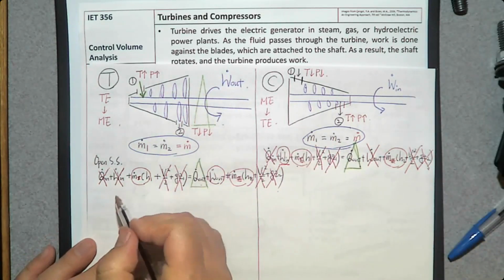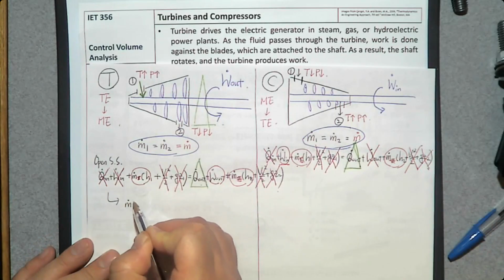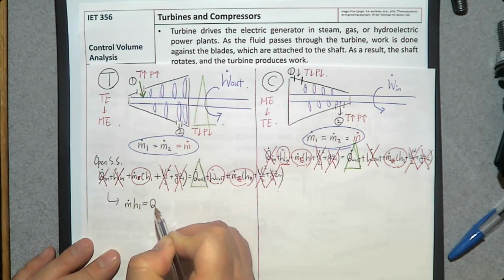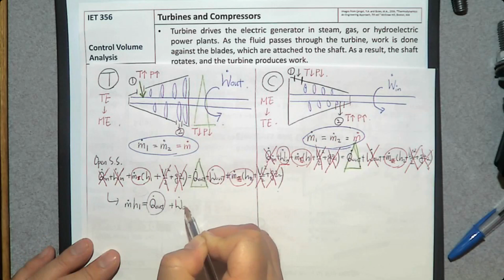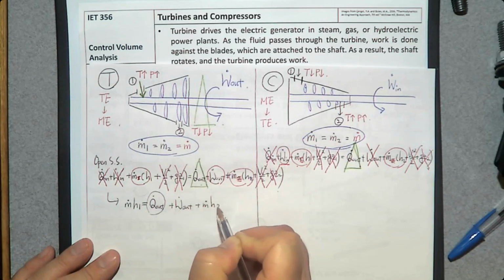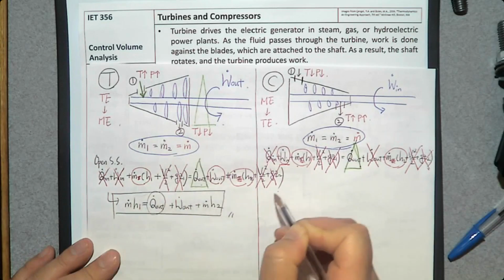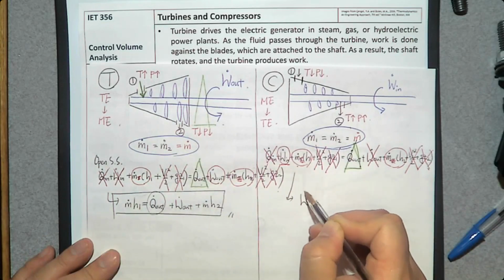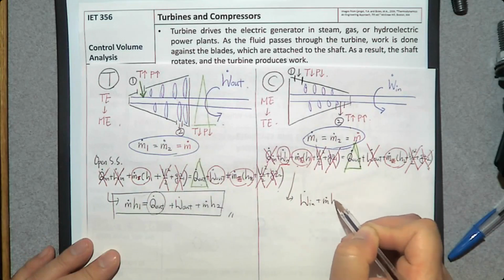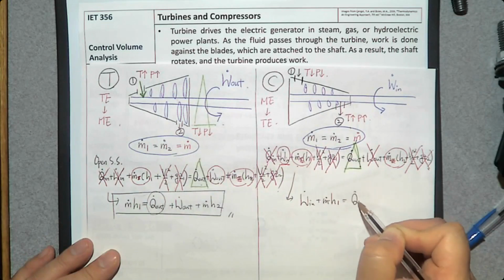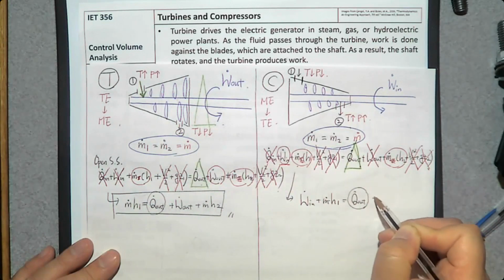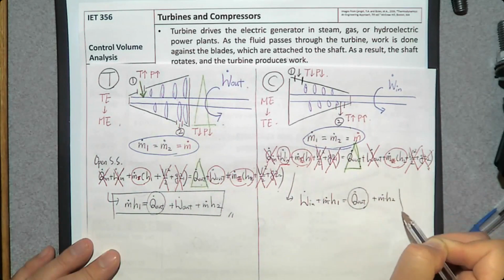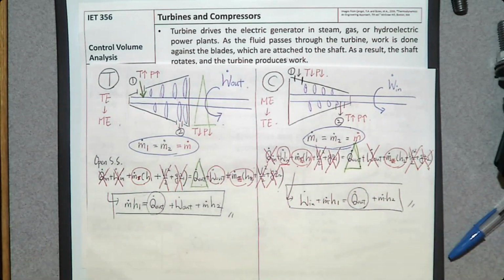Then the energy balance equation for the turbine is going to be m dot h1 is equal to Q dot out, this is case by case, plus W dot out plus m dot h2. That is the energy balance equation for this turbine. What about the compressor? W dot in plus m dot h1 is equal to Q dot out, this is again case by case, plus m dot h2. That is the energy balance equation for the compressor. That's everything about the physics and the mathematics of turbine and compressor.